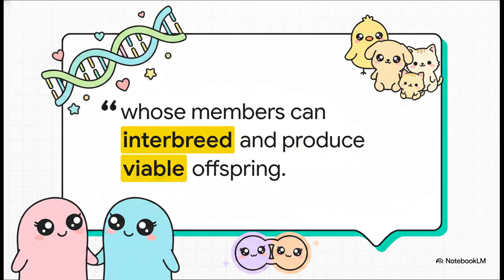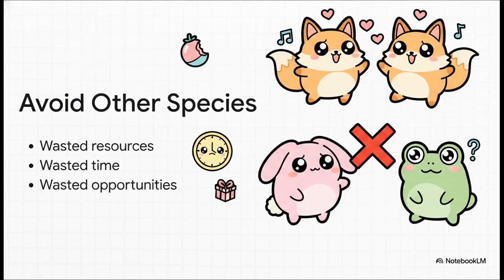Basically, if they can mix their genetics and create healthy babies that can also go on to reproduce, they cross the finish line. They're considered the same species. Because producing viable offspring is kind of the whole point of biological continuation. Animals develop strict reproductive isolation to avoid mating with other species. Why? Well, because mating outside your species results in wasted resources, wasted time, and wasted opportunities. To prevent this incredibly costly mistake, species evolve powerful recognition barriers. Think highly specific courtship dances, unique pheromones, or even physical incompatibilities.